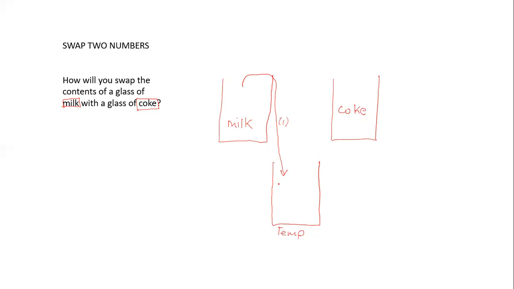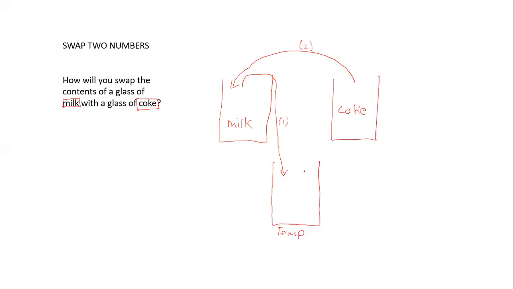In doing so, this container that contained the milk is now free. So it allows me to then move the Coke into the container that contained the milk. It then frees up this glass that has the Coke. This would have been step number 2.